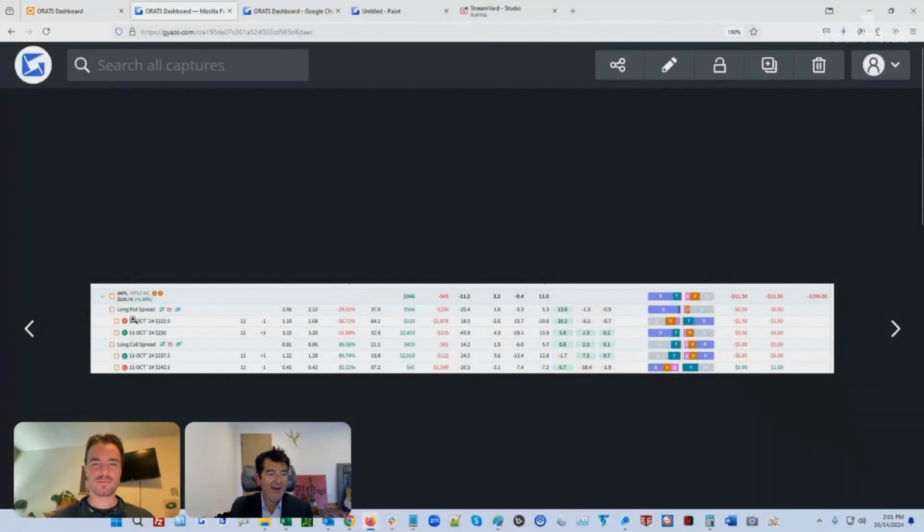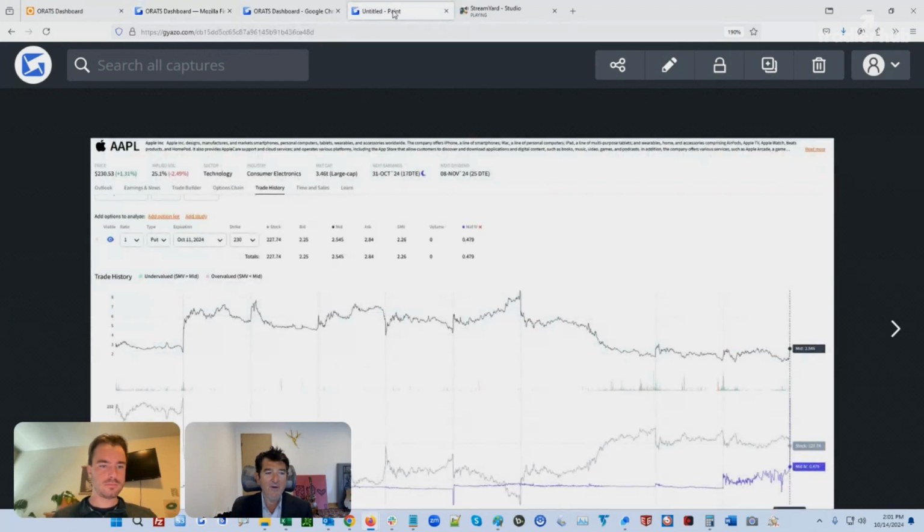All right. So we had an Apple. We did a long put spread and a long call spread right around the money. Apple was 230, and we did a 230 long put spread. We paid 2.12 for that, and a long call spread. This was 2 weeks ago. I was traveling last week, so we didn't have a show, but we could still take a look at how Apple did with the magic of our trade finder.